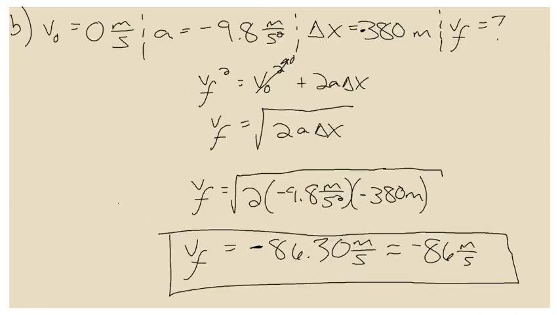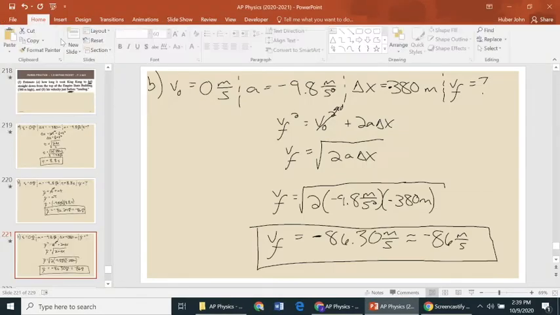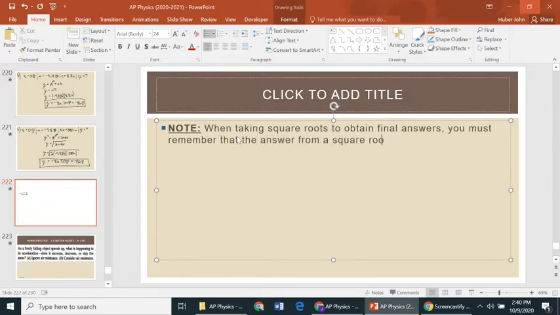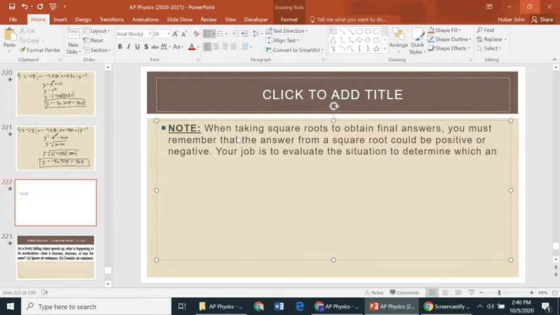And so let's take a moment to write a quick little note about that, because that's very important. When taking square roots to obtain final answers, you must remember that the answer from a square root could be positive or negative. Your job is to evaluate the situation to determine which answer makes physical sense.